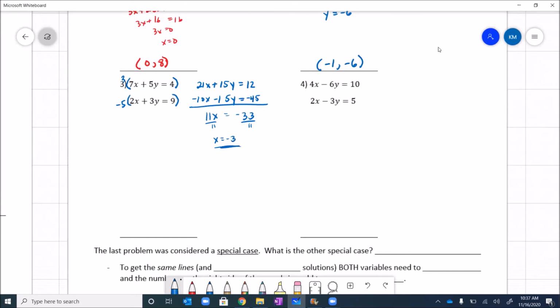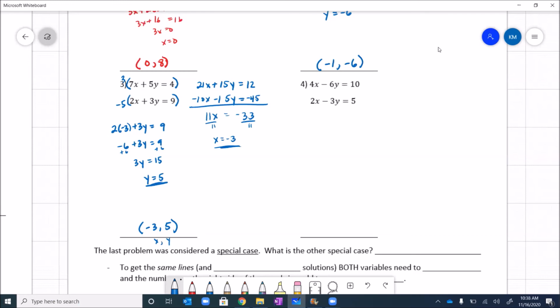Okay, so x is negative 3. I can use that in either of these equations. I'll choose the second one. 2 times negative 3 plus 3y equals 9. That's negative 6 plus 3y equals 9. Add 6 to both sides. 3y equals 15. Divide by 3, and y equals 5. So my solution is negative 3, comma 5. Again, remember, we don't put that in that order because I found negative 3 first. This is an ordered pair of x, comma y.